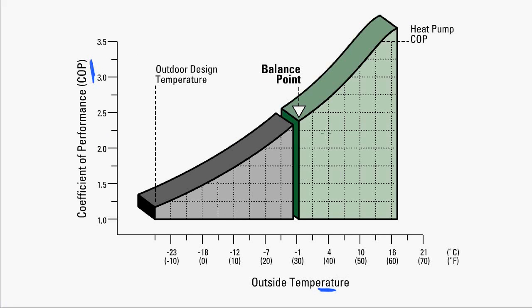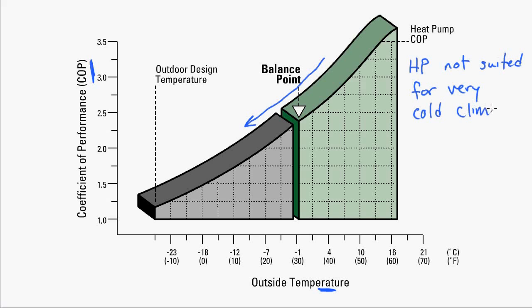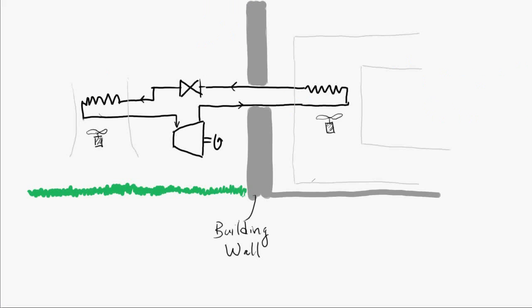Now here's a graph showing the coefficient of performance of a heat pump as a function of the outside temperature. See, as it gets colder and colder outside, the coefficient of performance gets much and much lower. So heat pumps are not very well suited for cold climates. The COPs would be very low in a cold climate. This balance point here is where the heating capacity of the heat pump is equal to the heating needed to heat the building.